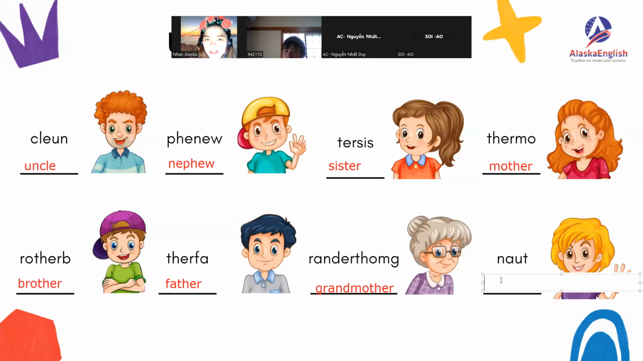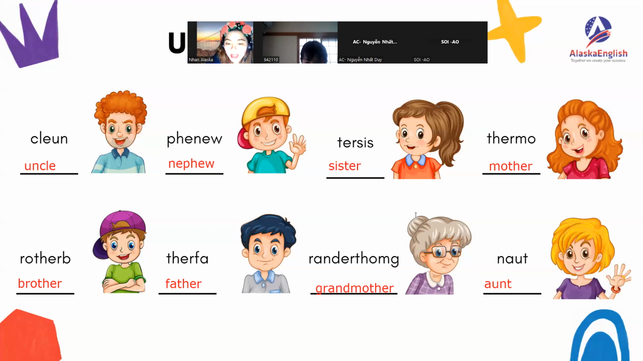She is aunt. How do you spell aunt? A-U-N-T. All right. Now, how about you make a sentence, okay?